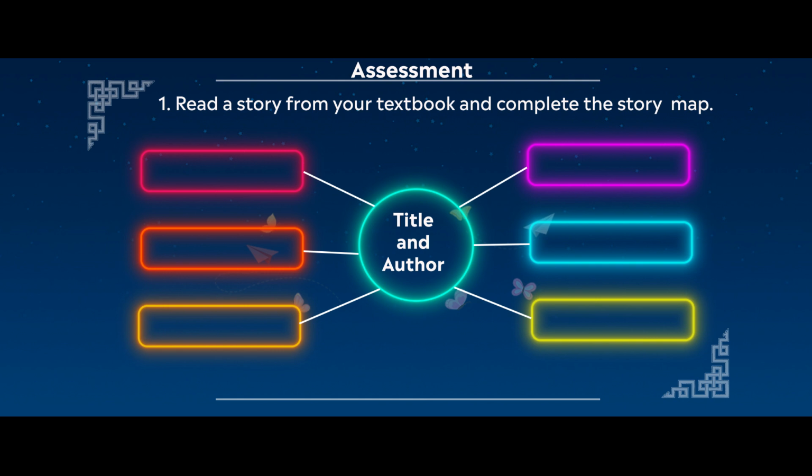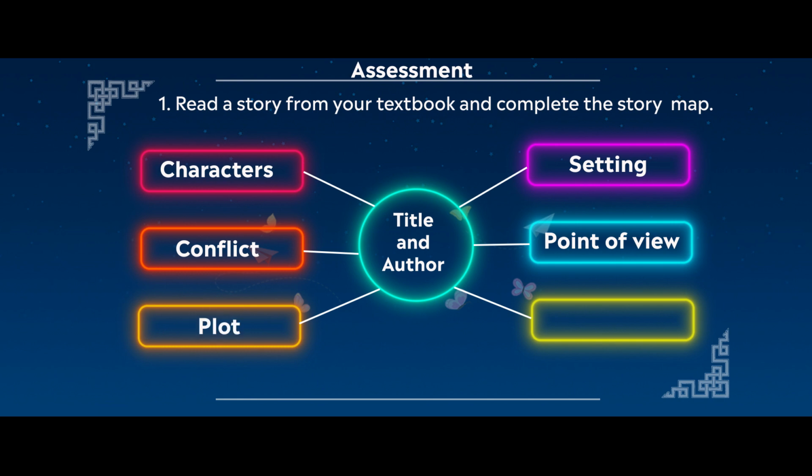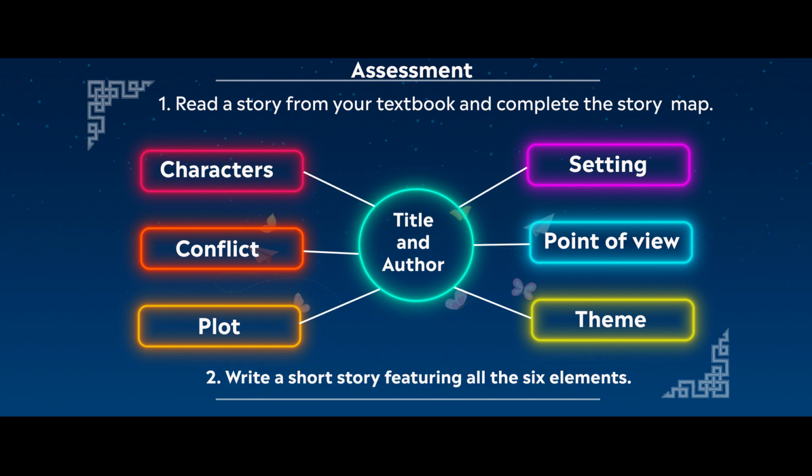Now, from there, you are going to write the characters. Who are the characters? Setting, where and when did the story take place? Conflict, what was the problem in the story? Point of view, who narrated the story? Plot, what are some of the events that made up the story? And lastly, what is the main idea that you got from the story? Second question is, write a short story featuring all the 6 elements. Are you all clear with the questions?